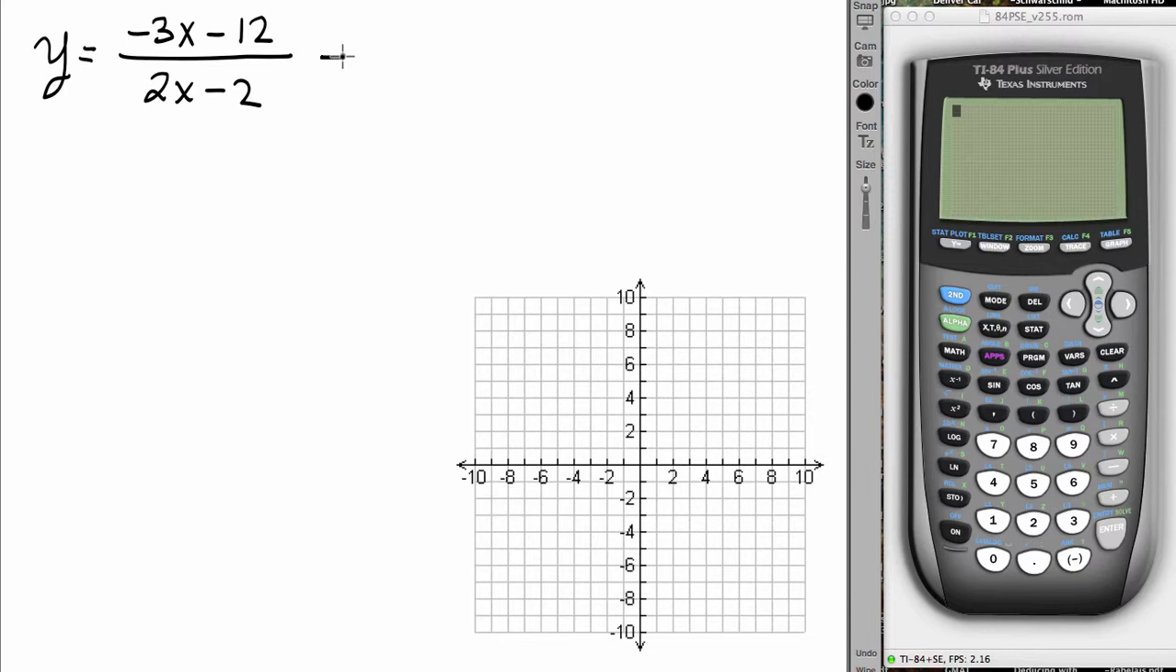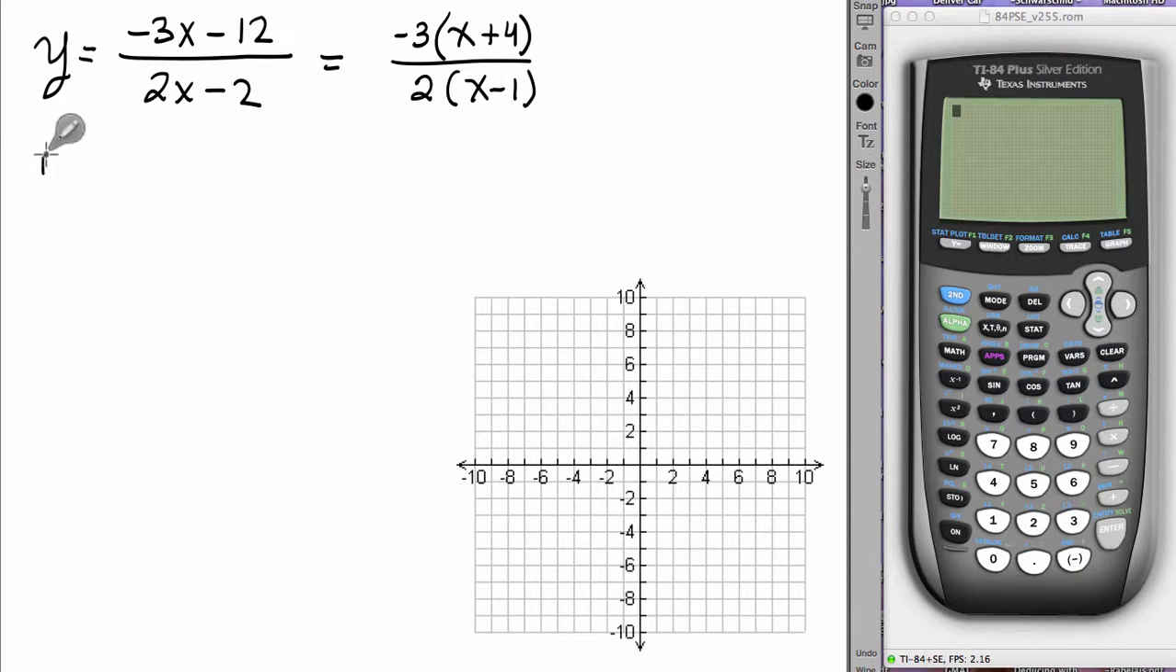Now, it's a great idea in going through these 6 steps to initially factor the numerator and denominator as much as you can. In this case, there's a negative 3, which is a greatest common factor of the two terms in the numerator, leaving you, when you factor, with negative 3 times parentheses x plus 4. And the greatest common factor of the denominator is 2, leaving you with x minus 1 as a factor in the denominator. All right, now on to the 6 steps.